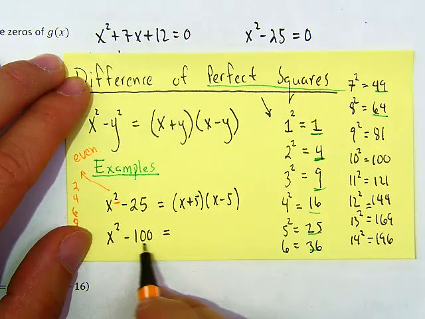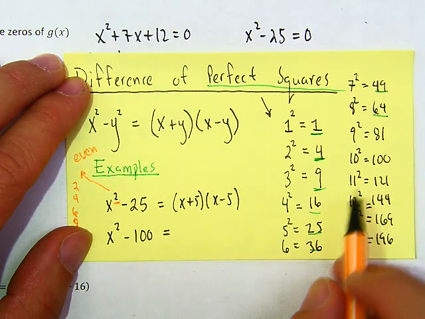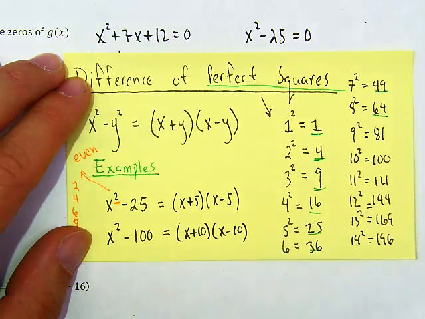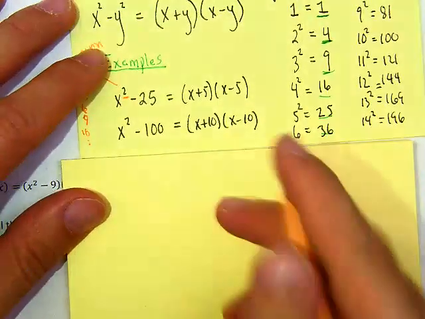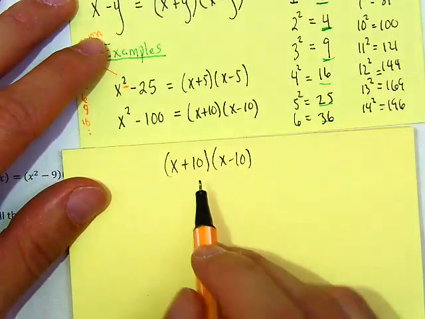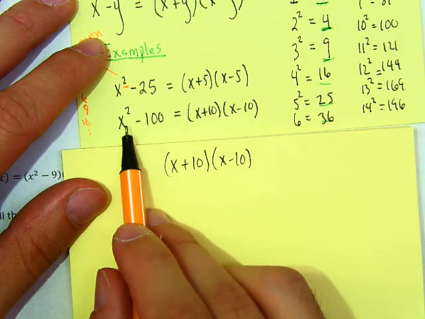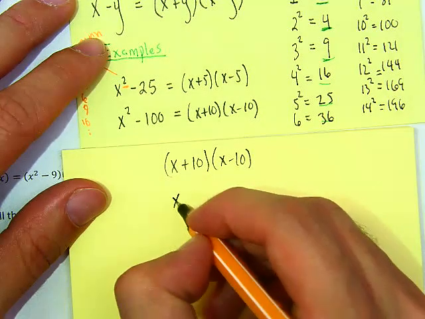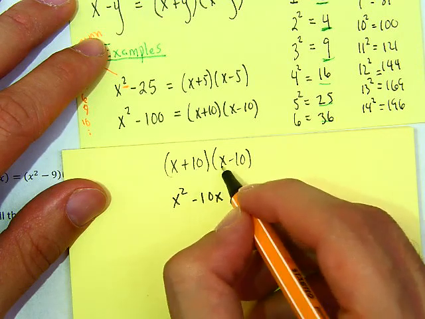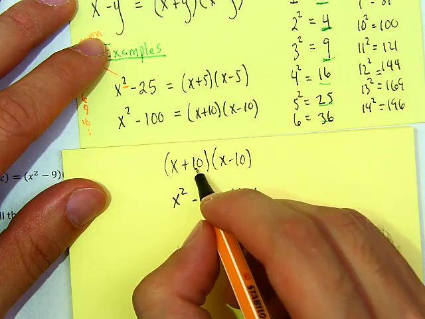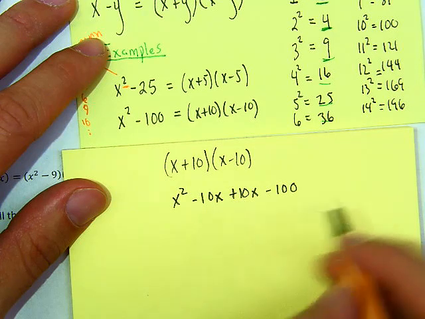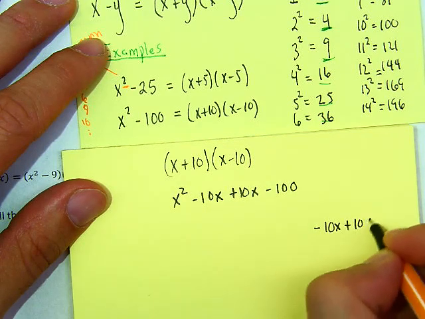Like, look at this one. If I have 100, how can I get that 100? So this is x plus 10, x minus 10. And how do you check that, for example? What is x plus 10 times x minus 10? Because if I FOIL this, I better get this. Look, what's x times x? X squared. X times minus 10 is minus 10x. Positive 10 times x is positive 10x. And what's 10 times negative 10? Negative 100. But notice, what is negative 10x plus 10x?